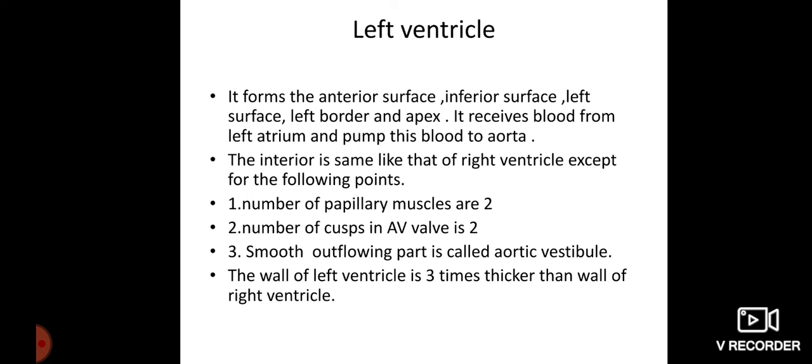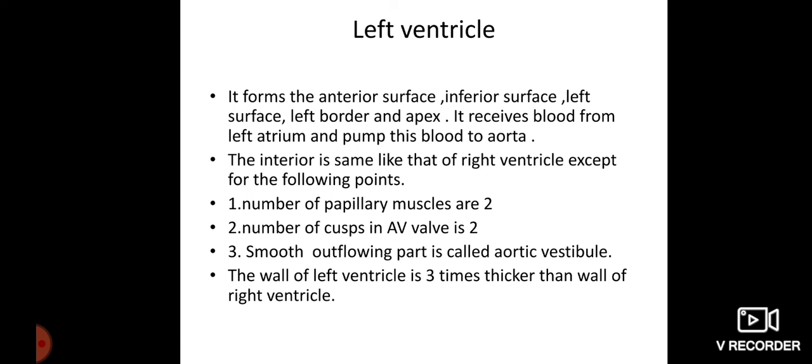Here the number of papillary muscles is 2 because this chamber has an atrioventricular valve with 2 cusps, that is, the bicuspid valve. So the function of the papillary muscle is to connect with the bicuspid valve. The number of papillary muscles is based on the number of cusps. So 2 cusps are present in the bicuspid valve, so only 2 papillary muscles are present, that is the anterior papillary muscle and the posterior, not the septal. Then these papillary muscles are connected with the cusps through string-like structures called chordae tendineae. The smooth outflowing part is the aortic vestibule.